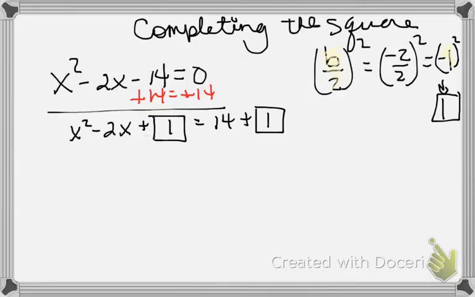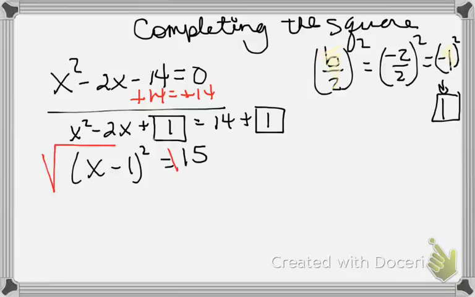So I'm going to go back and clean this up so you can read it. We're going to square it. Equals, and this is 15. To get rid of a square, we're going to take the square root of both sides. Remember, whatever you do to one side, you do to the other. So I'm going to take the square root of both sides.